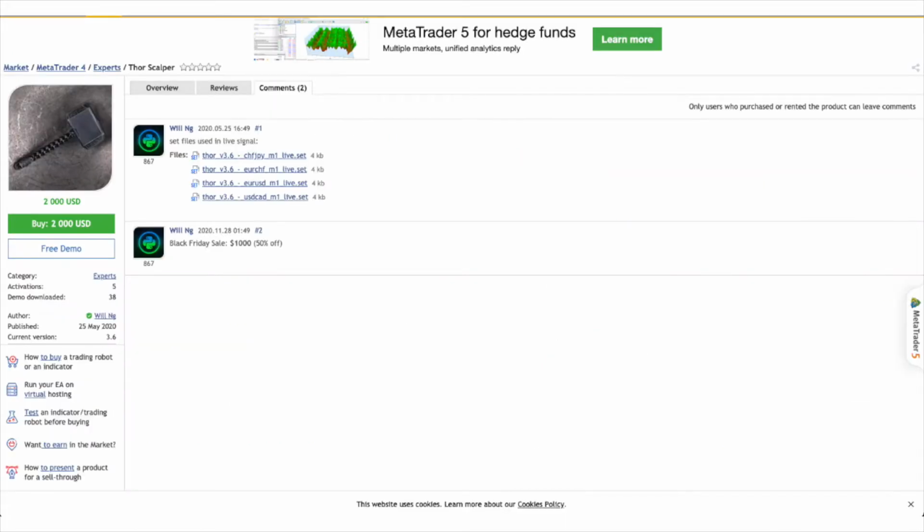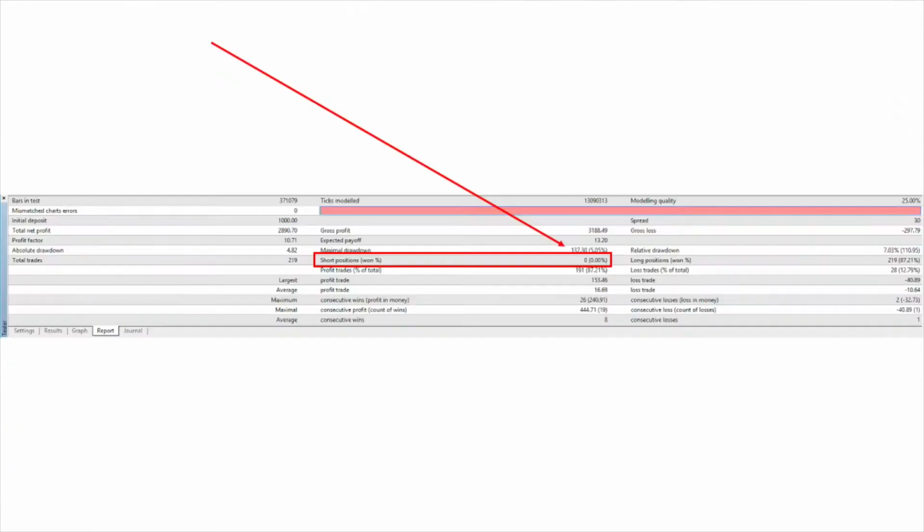The author provided set files for the CHF JPY, Euro CHF, Euro USD and USD CAD pairs. You will notice in the results that there are 0% short positions won with each of the spreads tested. The reason is that the author has set the option to long trades only in his set file.